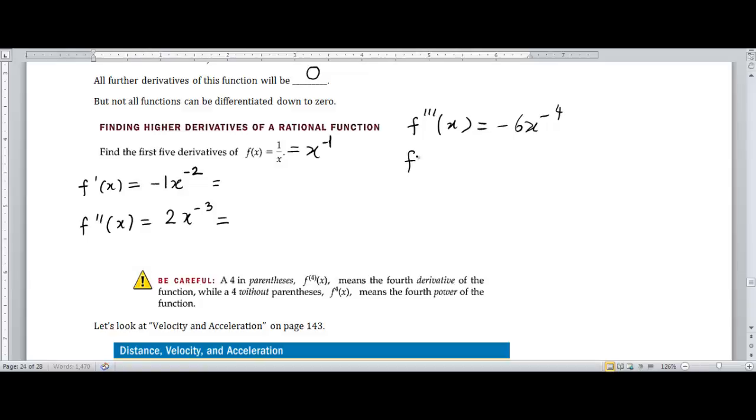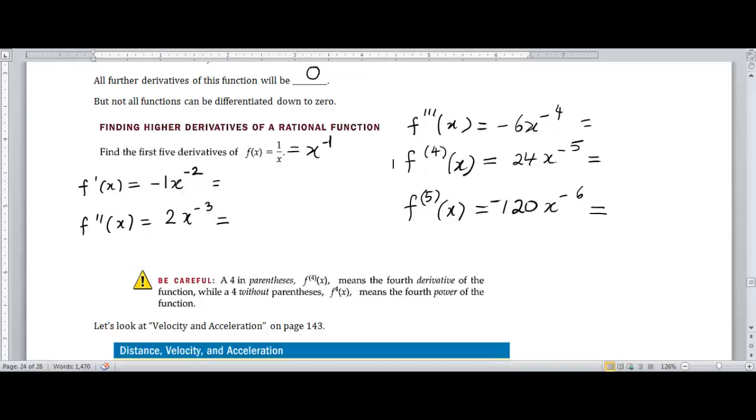And then the fourth derivative. You can write it like this. You see this note below, it says a 4 in parentheses means the fourth derivative, while a number without parentheses means the fourth power. So instead of writing 4 tick marks, I can write f to the fourth in parentheses, which is the fourth derivative. The negative 4 comes out front, so we get positive 24 x to the negative 5th. And then the fifth derivative, the negative 5 comes out front. 20 times 5 is 100, and 5 times 4 is 20, so that's 120. Negative 120 x to the negative 6th.